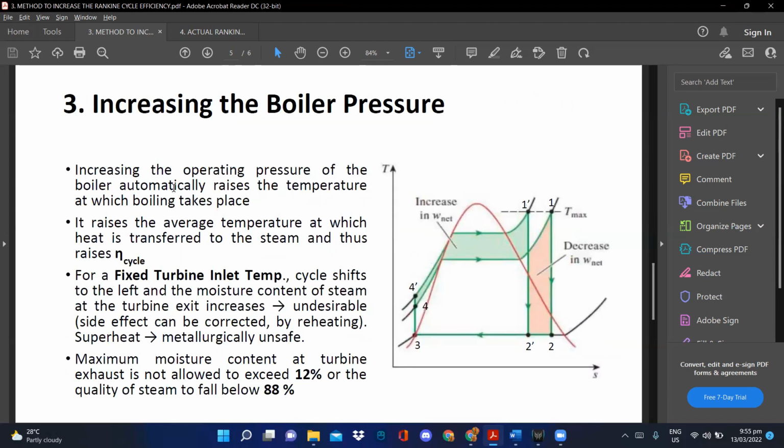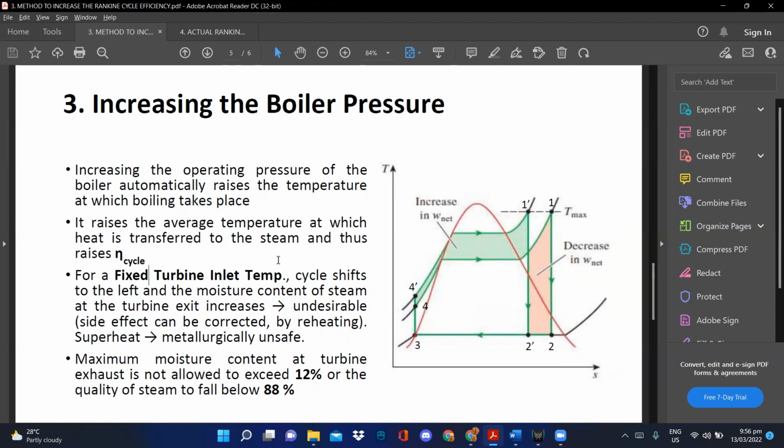Increasing the operating pressure of the boiler raises the temperature at which boiling takes place. It raises the average temperature at which heat is transferred to the steam and thus raises its cycle efficiency. For a fixed turbine inlet temperature, the cycle shifts to the left and the moisture content of steam at the turbine exit increases, which is undesirable and metallurgically unsafe.